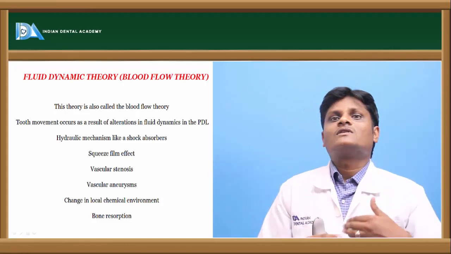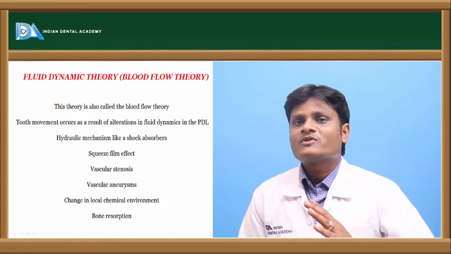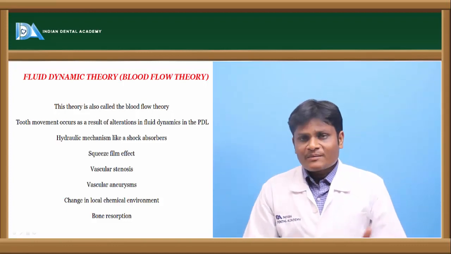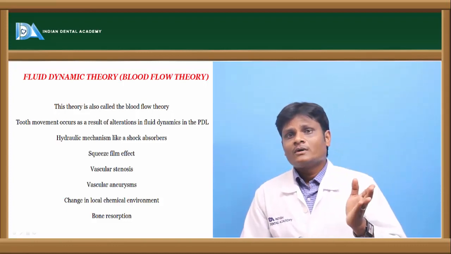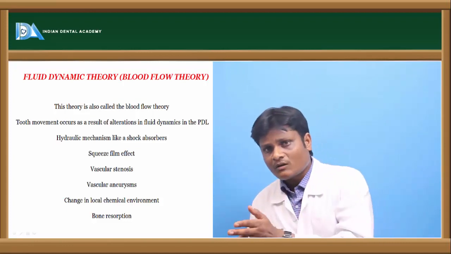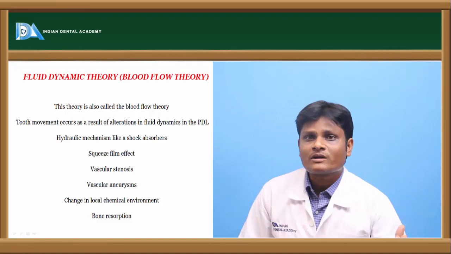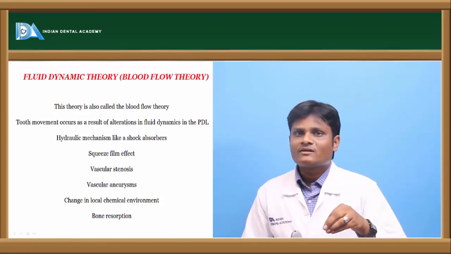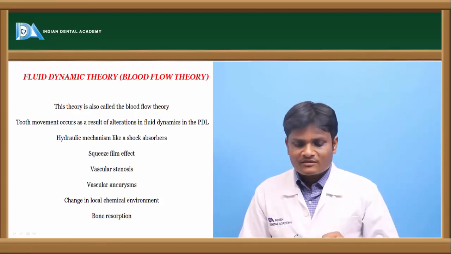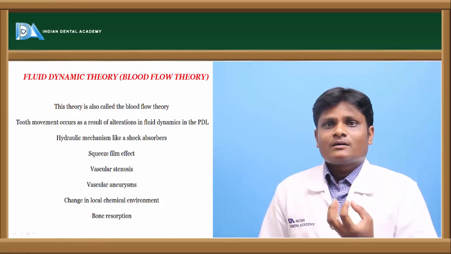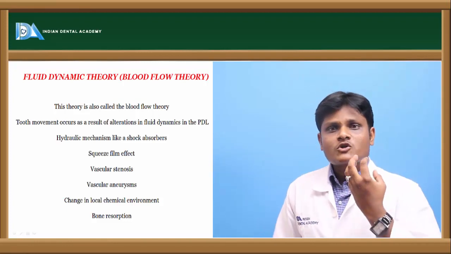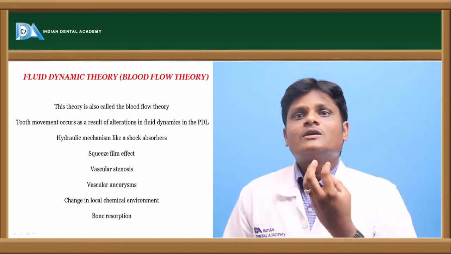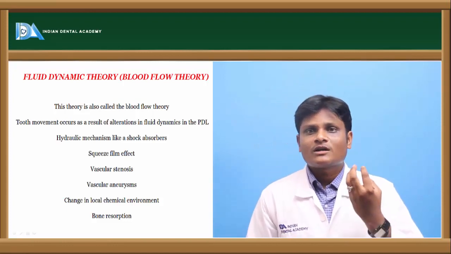These osteoclasts will cause resorption on the side of the pressure and deposition on the side where there is no pressure, or tension side. That means ultimately the process of bone remodeling is resorption on the side of inflammation and deposition on the other side. Okay, this is called fluid dynamic theory or blood flow theory. That means the periodontal ligament with its content acts as a shock absorber or hydraulic mechanism that will cause orthodontic tooth movement in response to the orthodontic forces.